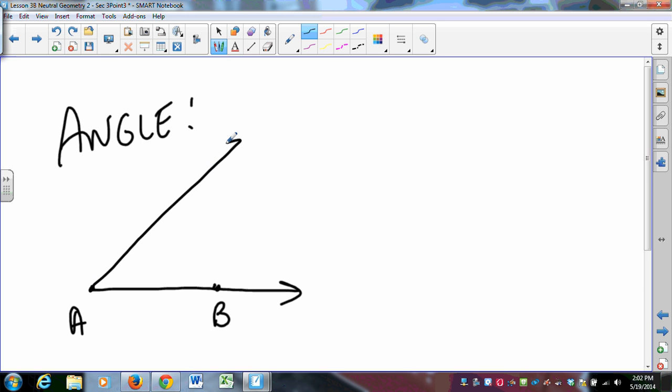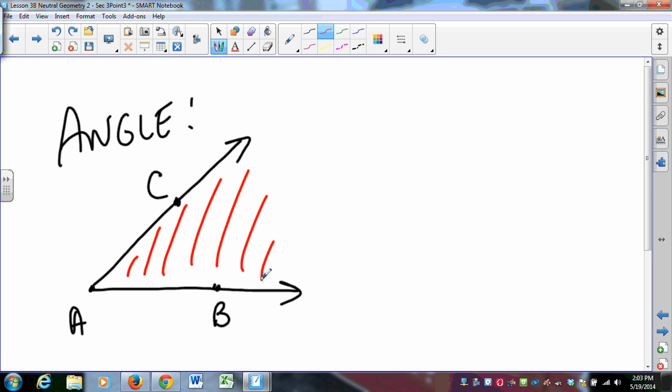I take any other ray, ray AC, for example, I get an angle, the angle being the union of 2 non-opposite rays. And you get the same general definitions that you do from high school. A is called the vertex. The rays are called the sides. This space in here is called the interior. You could, oh, let's go purple with that.